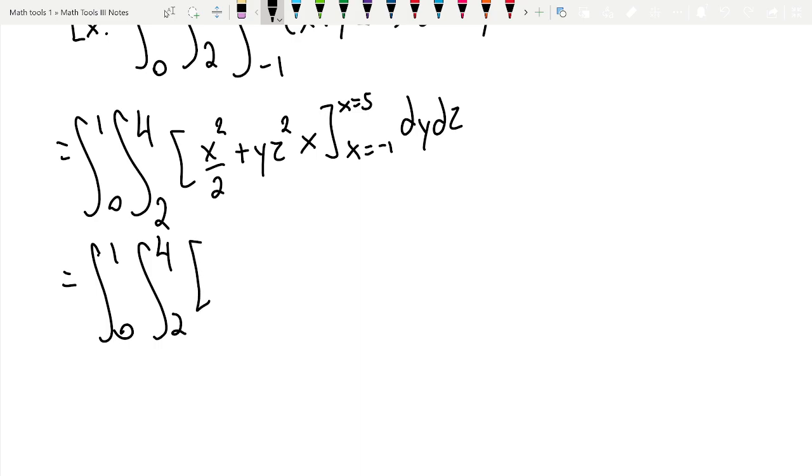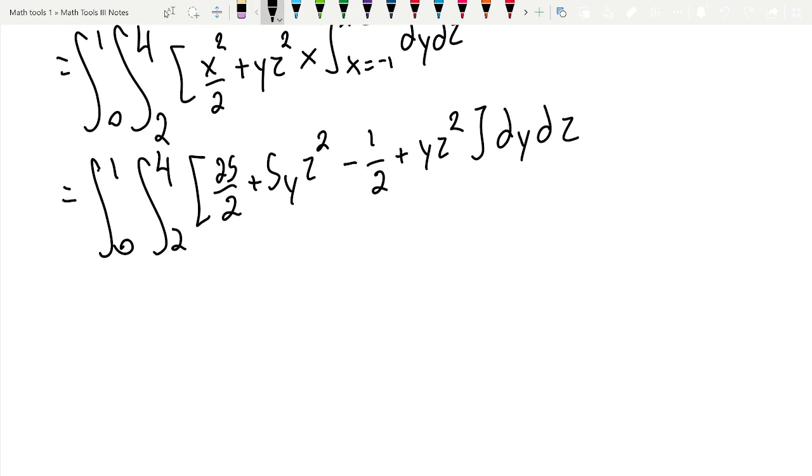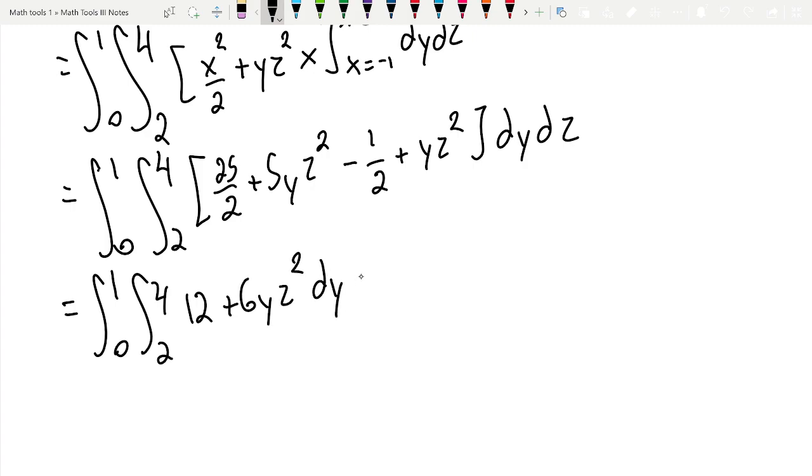So x equals 5, we're going to get 25 halves plus 5yz squared, and then we'll have minus 1/2 and minus a negative, so plus yz squared dy dz. Okay, you could go ahead and simplify that a little bit before carrying on with the remaining integration. 25 halves minus a half is going to be 12. 5yz squared plus yz squared will be 6yz squared. Okay, then dy dz. So now we integrate with respect to y.